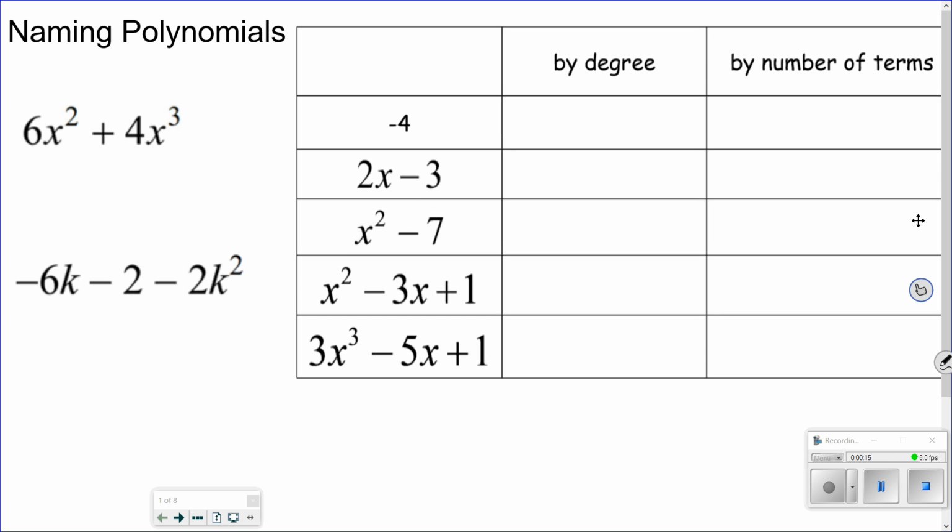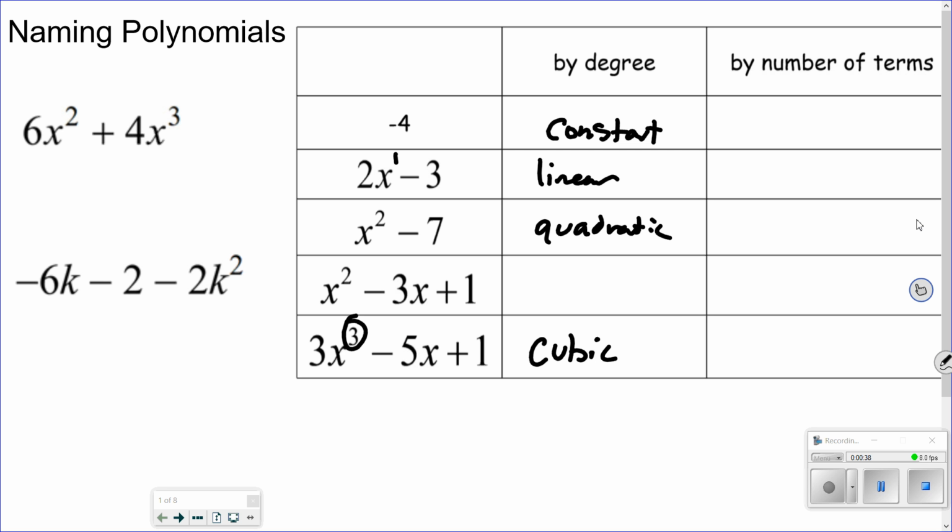Remember, this is degree 0. There is no variable. So degree 0, we call it constant. This one, the highest power is 1, so we called it linear. This one, the highest power is 2, we called it quadratic. This one's highest power is 2, it's a quadratic also. The bottom one, the highest power is a 3, so we call it a cubic. Anything past there, we didn't memorize names for them.